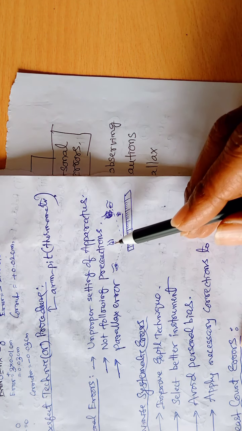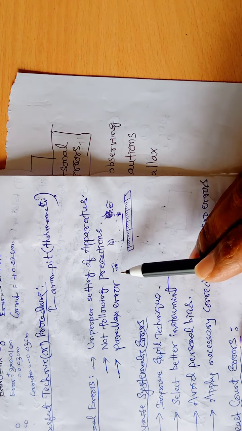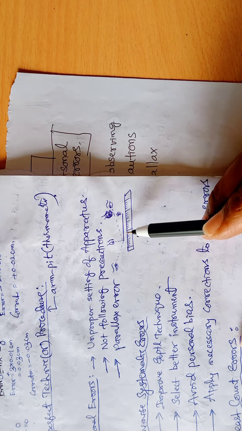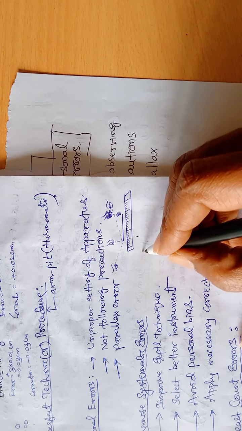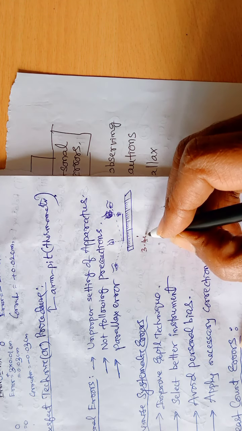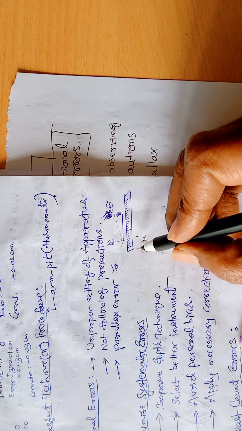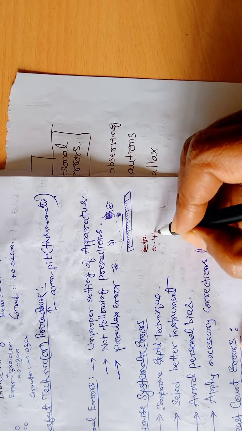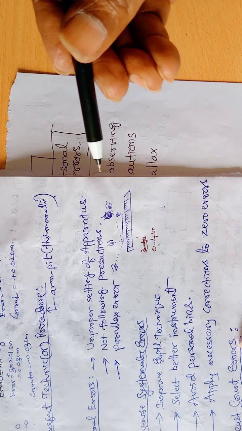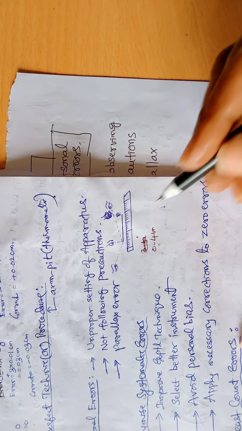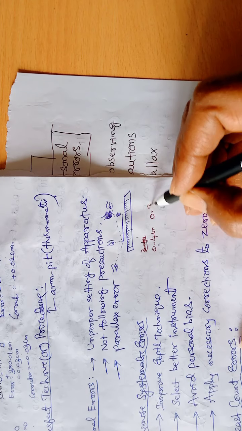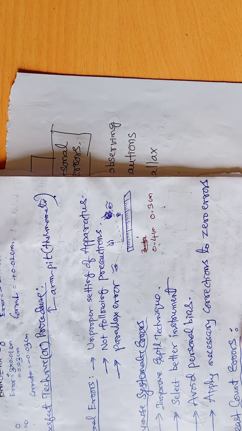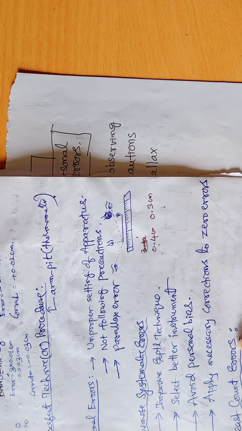If you do not look vertically, suppose you look in this way, the length measured will be, suppose, 3.4 centimeters. Here it is 0, no? So suppose 0.4 centimeters. If you look in this direction, it will be 0.3 centimeters. You must therefore look vertically.